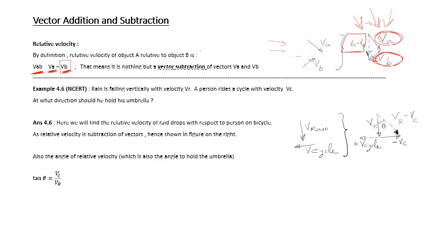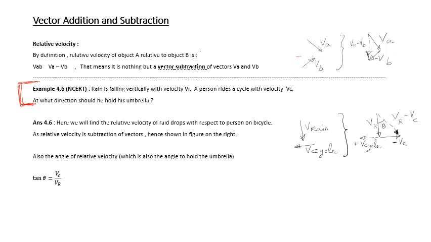Okay, so this is vector subtraction, or let's say relative velocity. Now let's apply this relative velocity. This again is an example taken from your book, but it's an important and useful example to drive home the concept and make it more understandable for us.